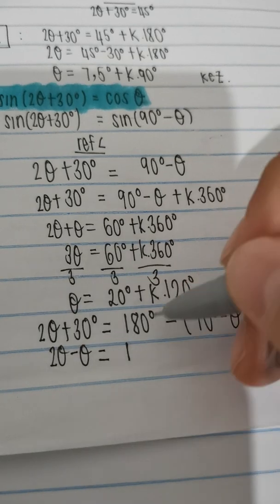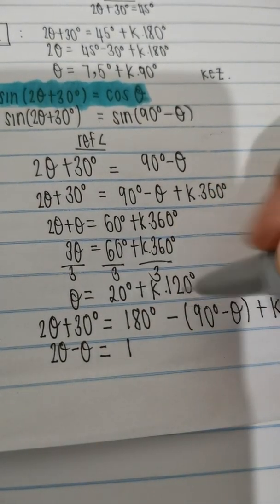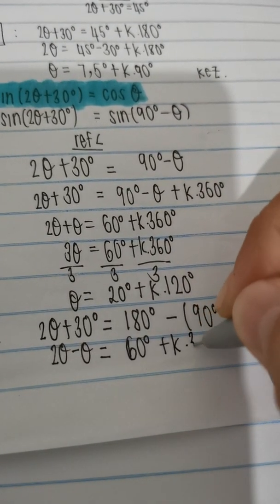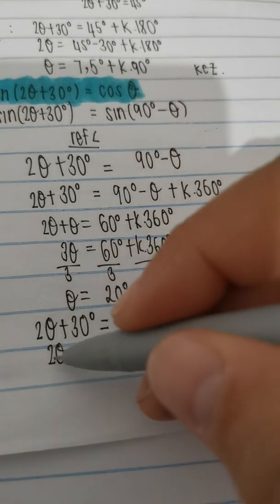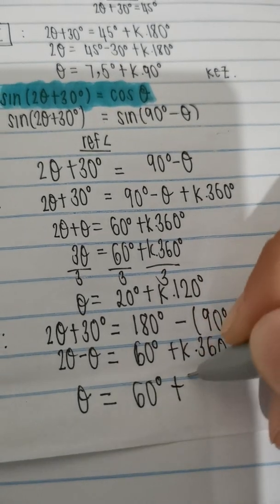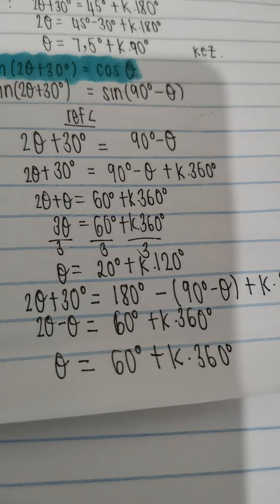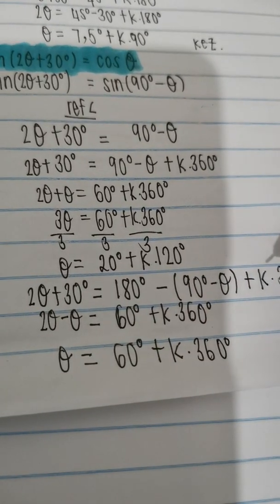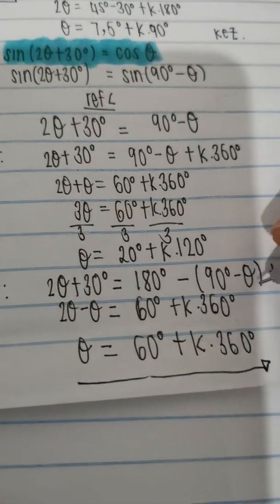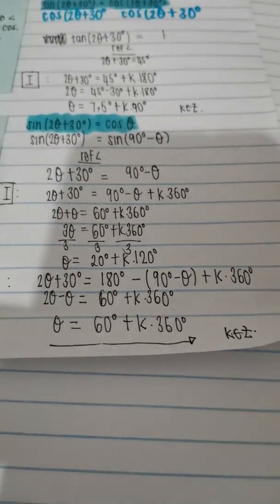Okay, 180 degrees minus 90 degrees is 90 degrees. Minus 30 degrees is 60 degrees. Plus k times 360 degrees. 2 theta minus theta gives me theta equals 60 degrees plus k times 360 degrees. So we have two different solutions starting at 60 and then they continue every 120 degrees. So k is an element of integers, and that's my solution.